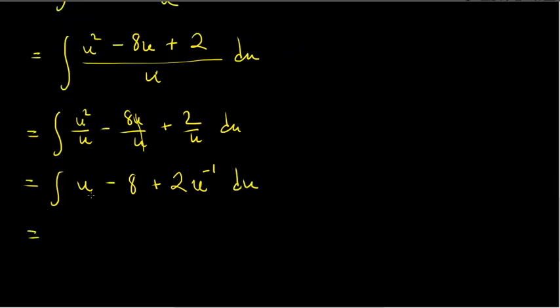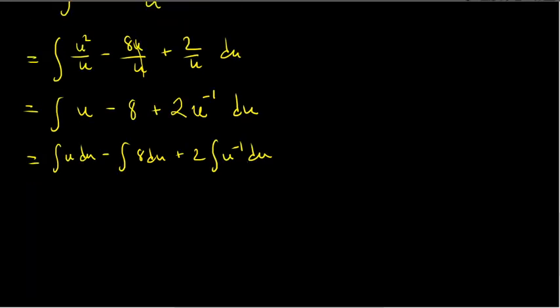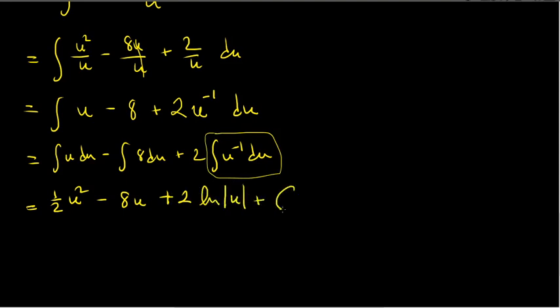Right. And now just use the sum and difference rule, right? When you integrate u, I'll write it out one last time. The integral of u du, minus the integral of 8 du, plus 2 times the integral of u to the negative 1 du, right? That's just the sum and difference rule, and the constant times function rule. So now when you integrate, you get 1/2 u squared minus 8u plus 2 times, well, this is the exception to the power rule, right? You get natural log absolute value of u. And then because it's indefinite, don't forget your plus c.